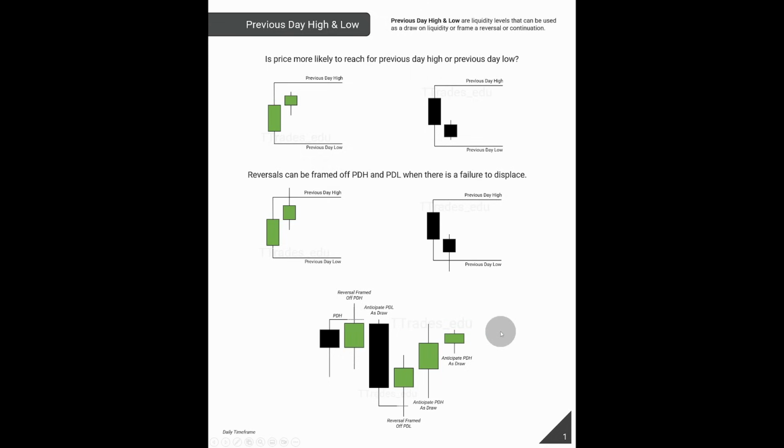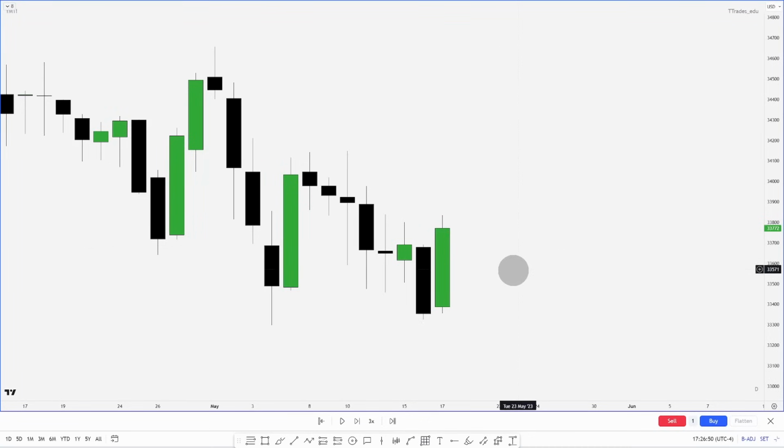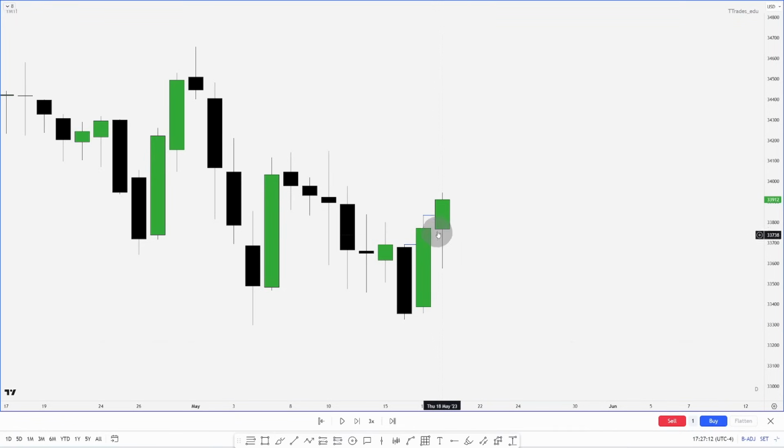So let's hop into the charts and look at a few examples of this. In this example, we're just going to take a look at using previous day highs and lows to frame a bias or a draw on liquidity. So for example here, we have our previous day high and we closed above it. So I would like to see price move higher. An easy draw would be this previous day high. Letting price move forward, we close over it again. So another easy draw on liquidity would be this previous high.